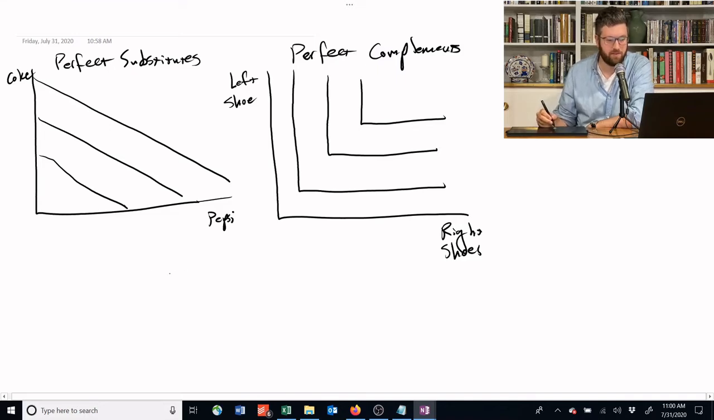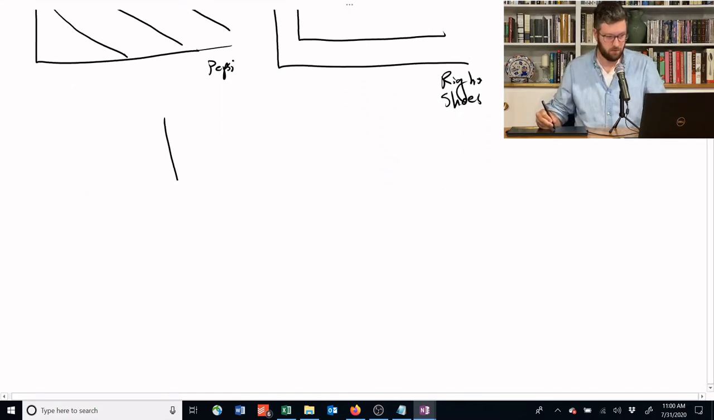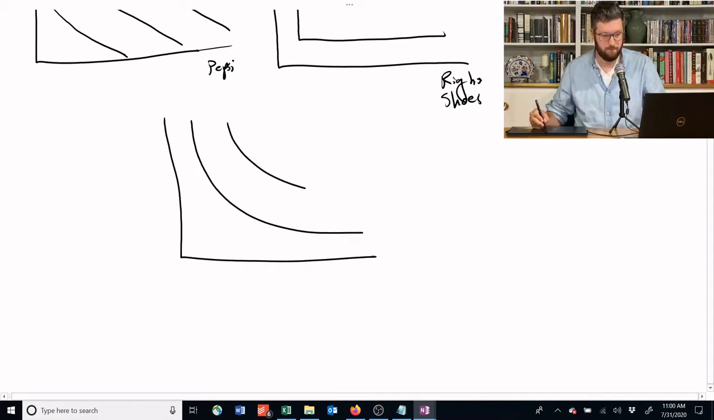And we could also have something that lies in the middle, with a curve the whole way through. Maybe this is a good description of, for example, food and shelter. And this is Cobb-Douglas preferences.